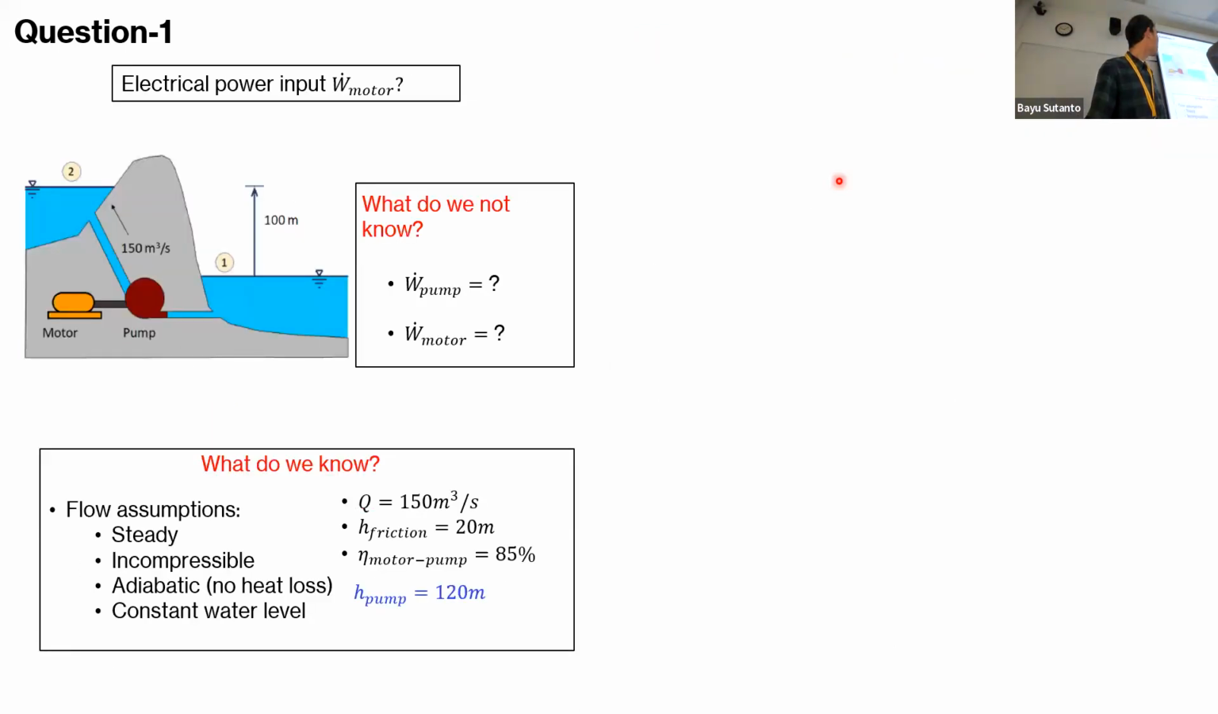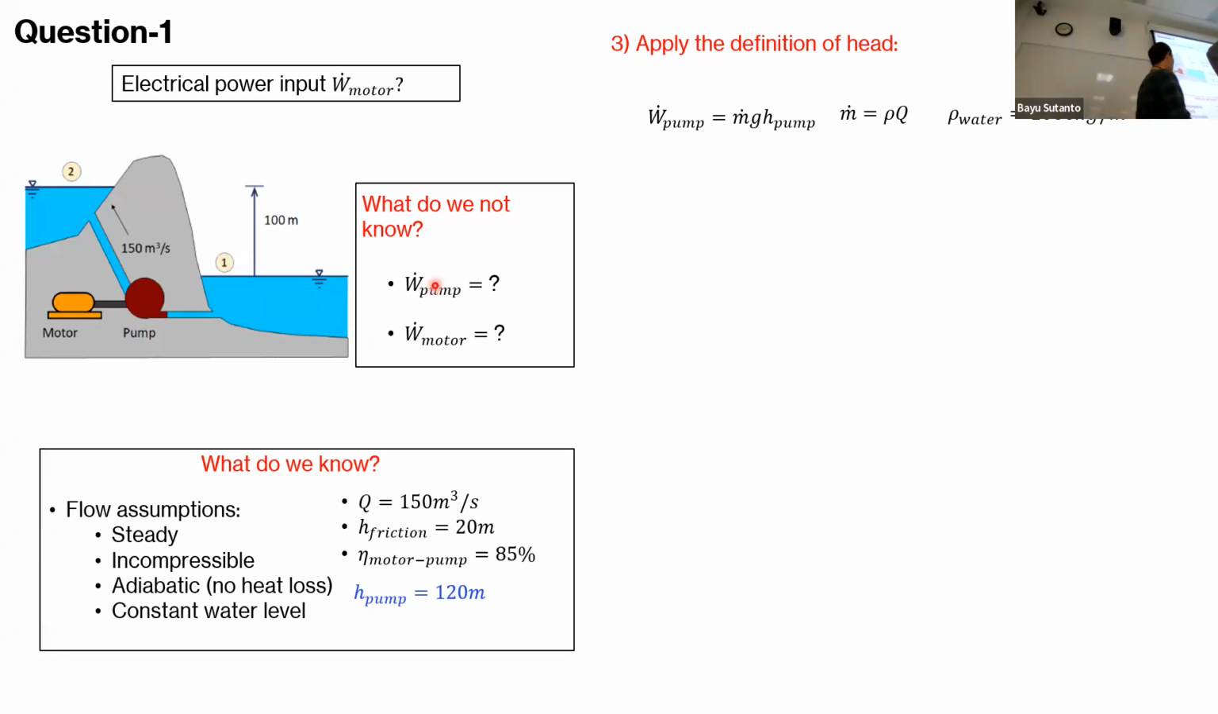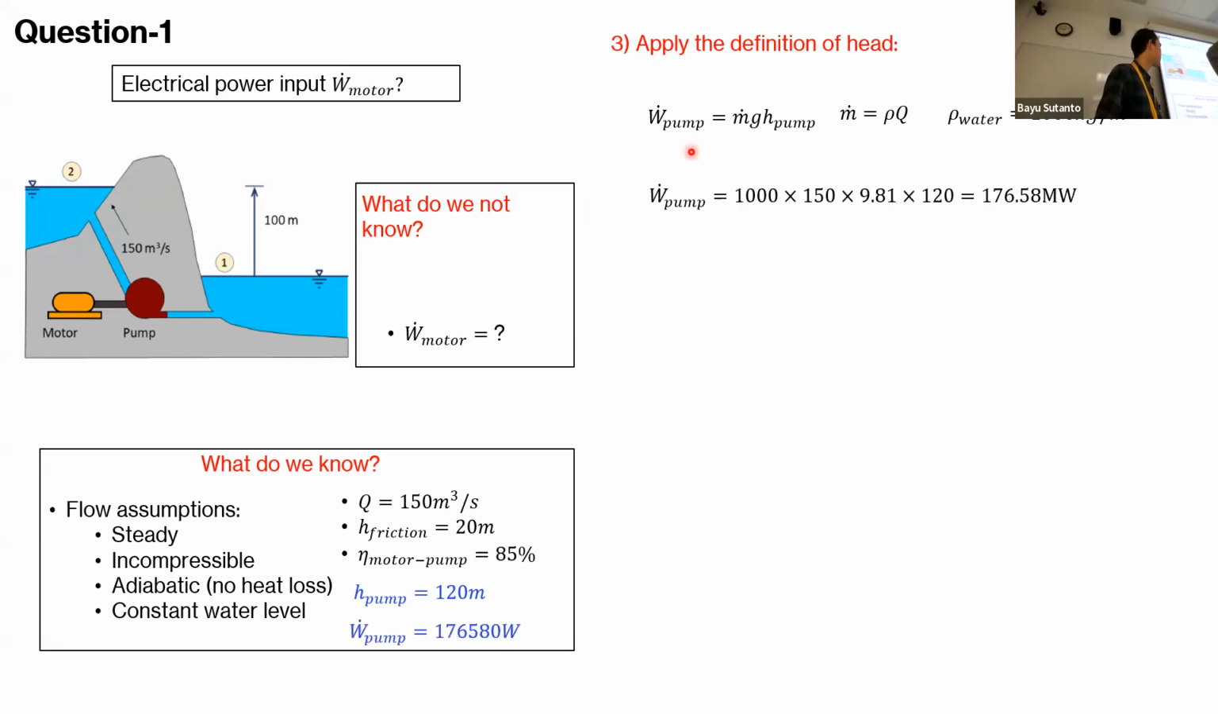And the next is we still need to find the energy from the pumping. The input energy is equal to the mass flow rate multiplied by gravity and head. The head we just found is 120 meters. For the mass flow rate, we know the volume flow rate is 150 meter cubic per second, and just multiply by the density to get the mass flow. So the power of the pump is 176.58 megawatt.